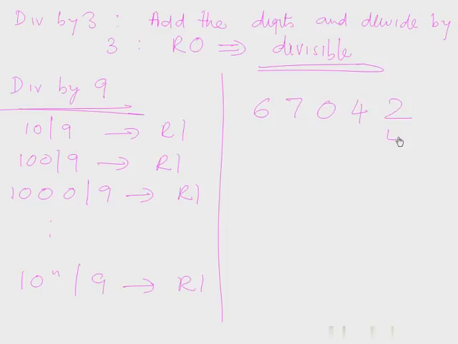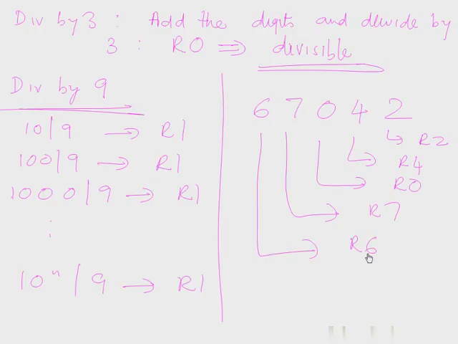67042. 2 will give a remainder of 2. 40 will give a remainder of 4. 0 will give a remainder of 0. 7,000 will give a remainder of 7. And 60,000 will give a remainder of 6.